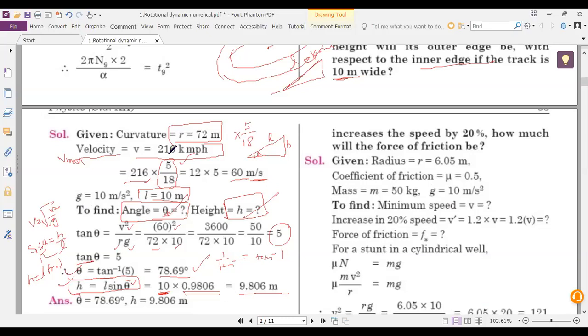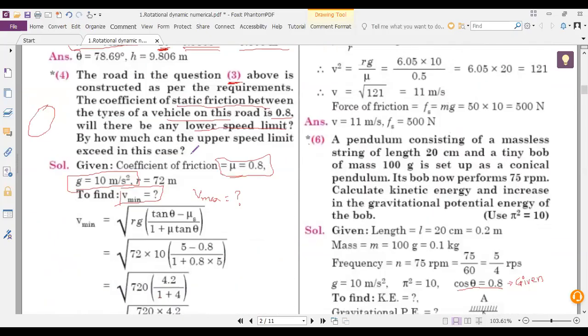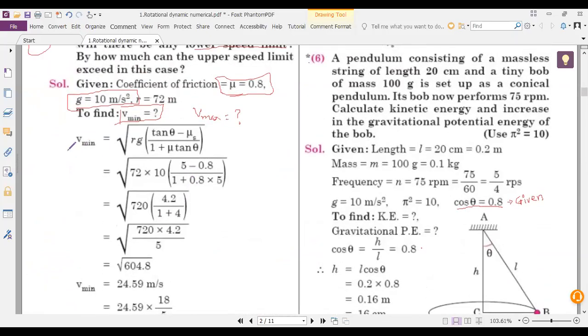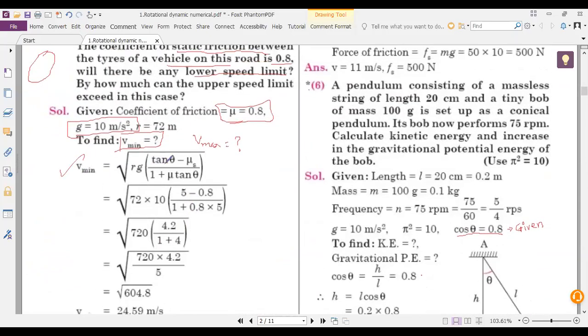इतनी स्पीड से कार और आगे नहीं जा सकती. कार की 216 किलोमीटर पर आवर की मैक्सिमम स्पीड इज ऑलरेडी गिवन. रिमेंबर दिस, what we are using. Now we know the formula of v minimum = √(rg (tan theta − mu s) / (1 + mu tan theta)).